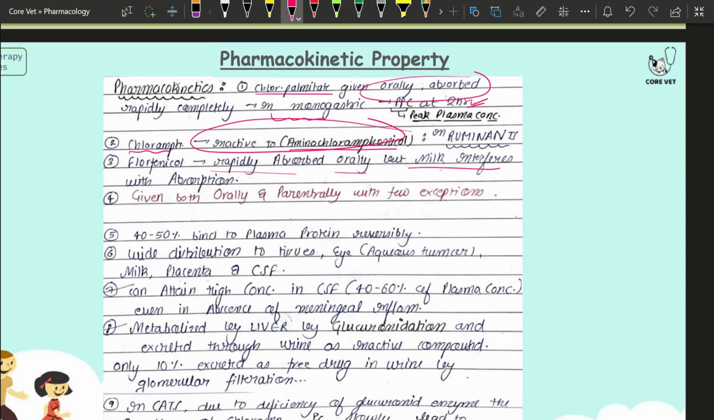Likewise, there was milk interference in tetracycline, right? Because we do not prescribe tetracycline along with milk supplements. Milk compounds aren't given with tetracycline, and antacids are also not prescribed along with tetracycline due to the property of chelation, right? And it could be given both orally and parenterally, with few exceptions, okay? And there is 40 to 50% plasma protein binding, and that too reversibly, right?